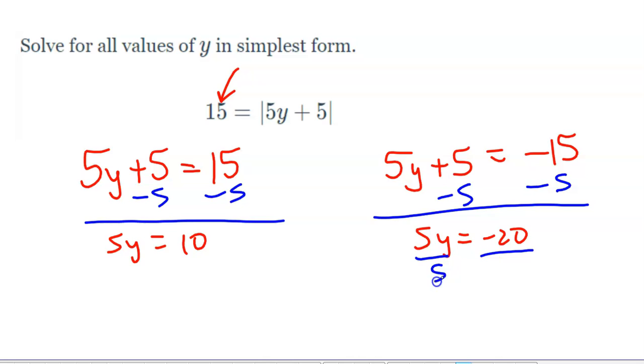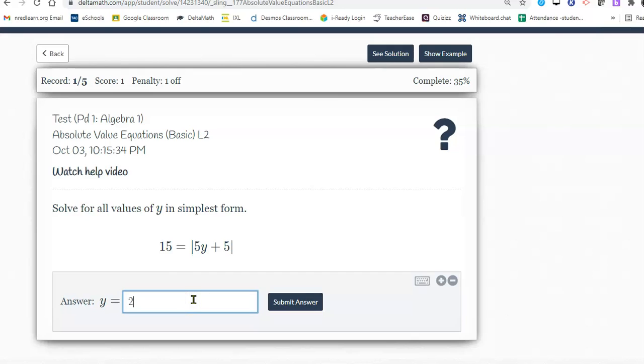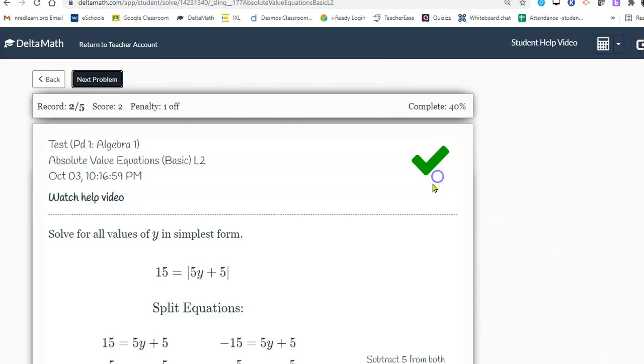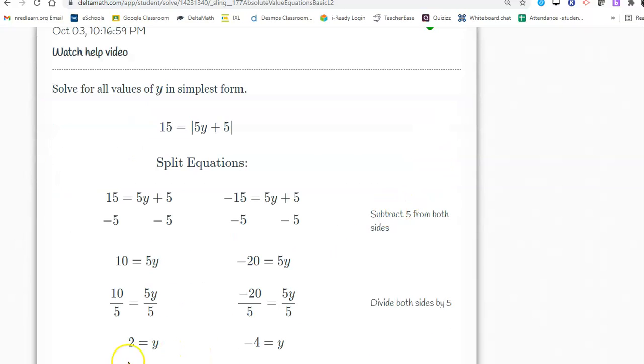To isolate your variable. And we've got y equals 2 or y equals -4. So I type in a 2, a comma, and a -4. And that is how you complete homework number 3.